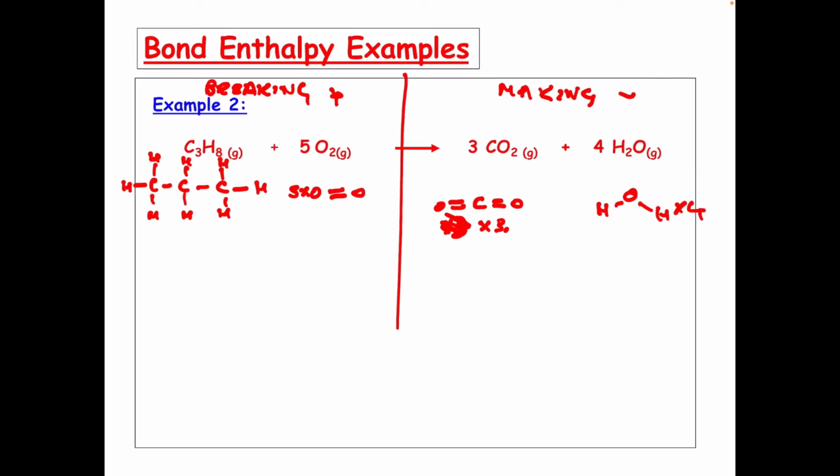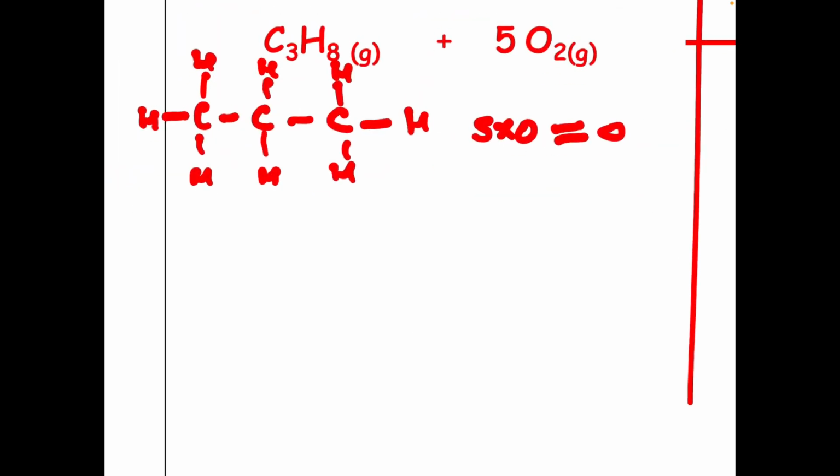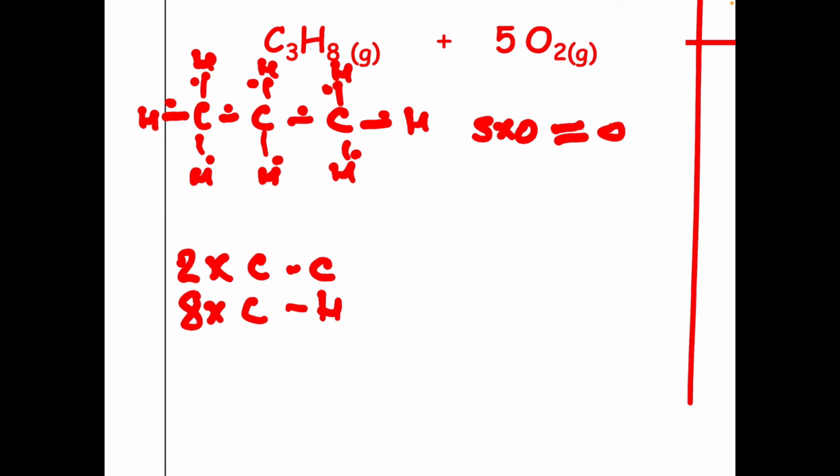Okay, so let's work this out. So how many bonds of our C-C do we have? Well, we've got 1, 2. We've got 2 times a C-C bond. We've got 1, 2, 3, 4, 5, 6, 7, 8. We've got 8 times our C-H bonds. And we have got 5 times our O double bond O bonds.